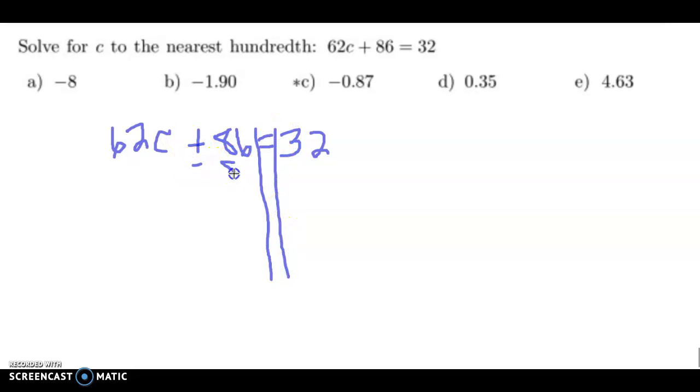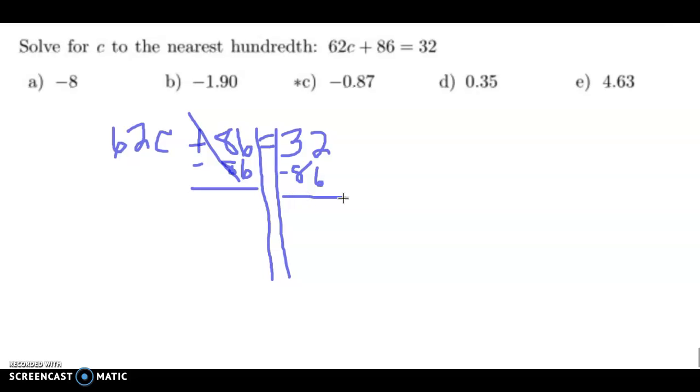We're going to subtract 86 from both sides, which this side zeroes out. Now right here is when you can go ahead and use your calculator and do 32 minus 86, and that's negative 54. Bring down your equal sign and bring down your 62C.